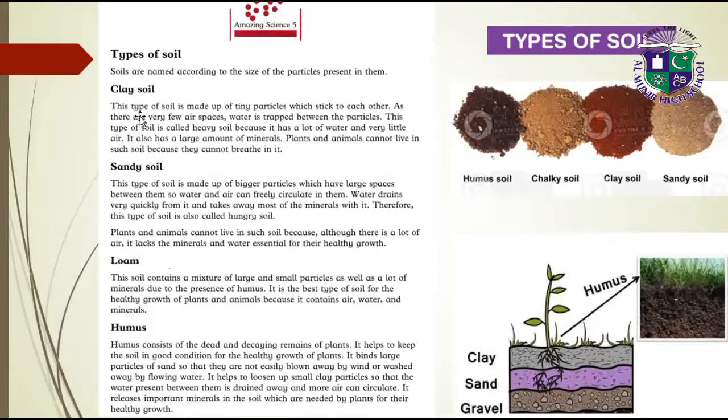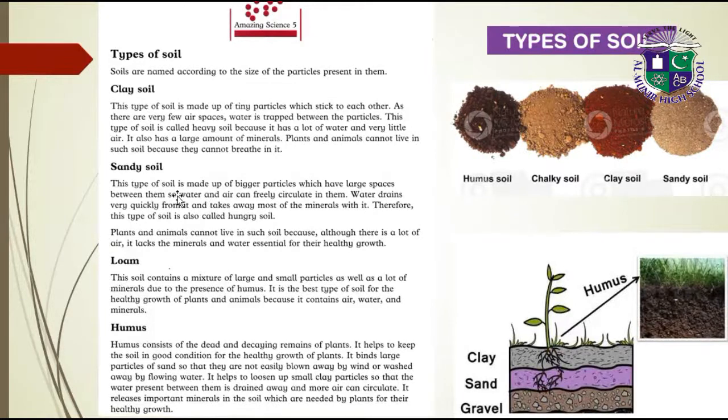Clay soil, this type of soil is made up of tiny particles which stick to each other. आपस में मिले हुए होते हैं, stick होते हैं. As there are very few air spaces, इसी वजह से उनके दरमियान air spaces बहुत कम होती हैं. Clay soil में water is trapped between the particles. This type of soil is called heavy soil because it has a lot of water and very little air.